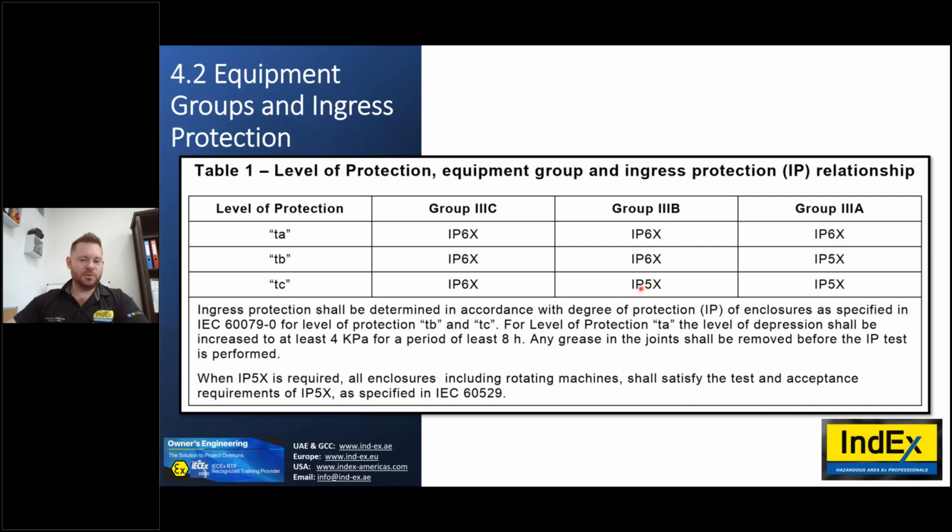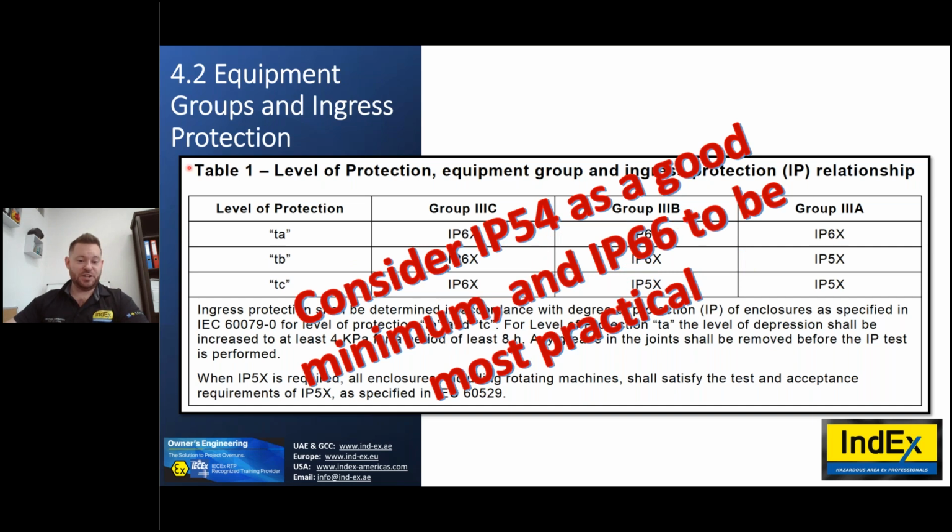Remember, these are the minimum IP requirements for EXT, but typically a manufacturer would give you IP54, 64, 65, or 66. It makes the most sense, perhaps, for them to sell their equipment where it is flexible for use indoors or outdoors. So, where IP5X is required, all enclosures, including rotating machines, shall satisfy the test and acceptance requirements of the IP standard 60529. We have 2 videos on IP ratings. Feel free to watch them to learn more. Any grease in the joints, well, they won't be used for IP testing. But consider the IP54 is a good minimum for manufacturers and for designers and selectors, procurement, while IP66 is perhaps the most practical piece of equipment to choose.